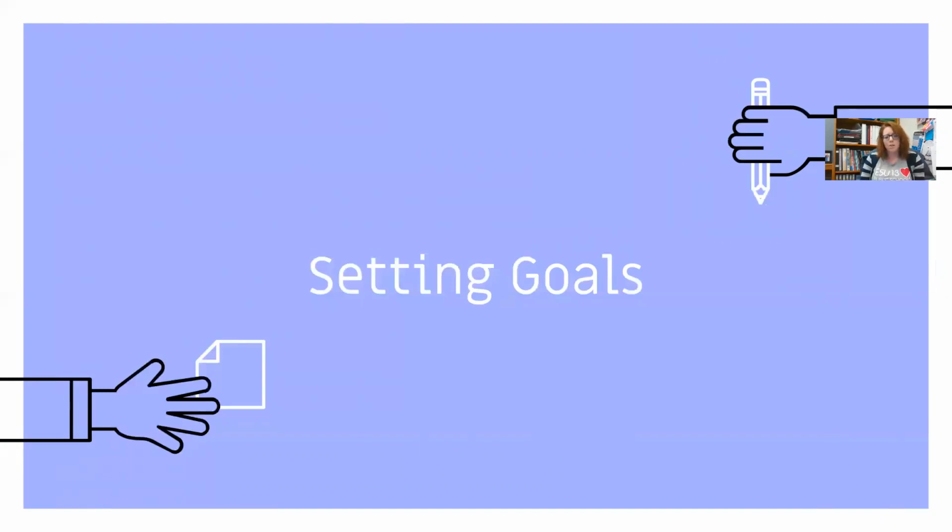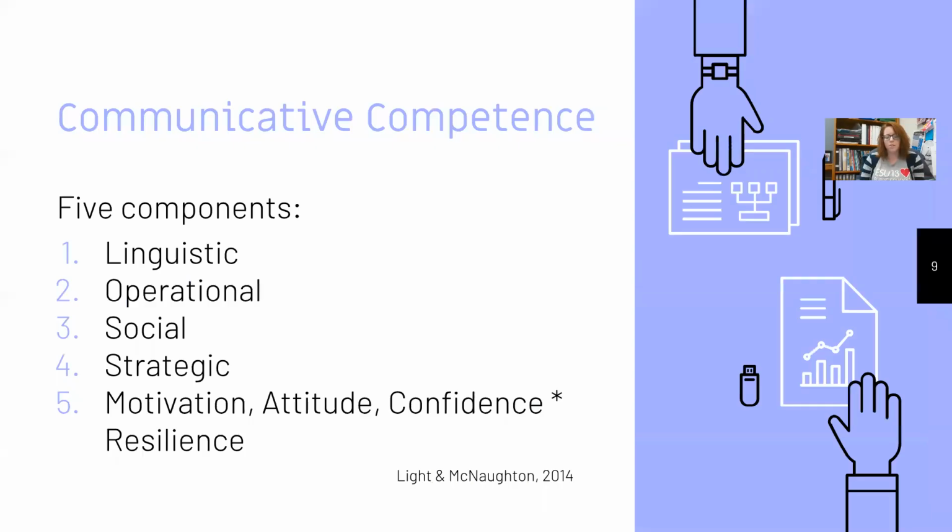So this section is about setting goals, and I want to run through these 5 communicative competencies. These are from Janice Light and McNaughton, 2014. In 1989, actually, Janice Light came up with 4 communicative competencies that she defined in research as what AAC users needed to be able to do to be successful in using their AAC device. And so in 2014, they reviewed that and looked at some new things and added that 5th one, the motivation, attitude, confidence, and resilience.